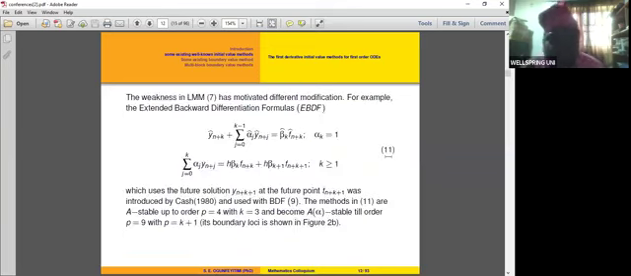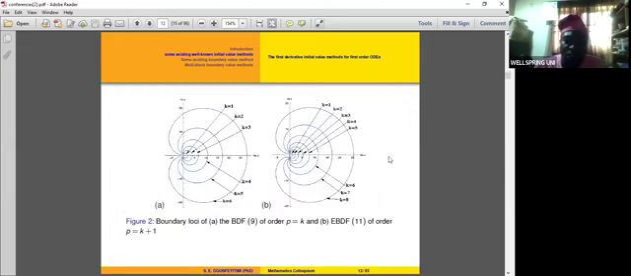The limitation of linear multistep methods allowed Cash in 1980 to develop an extended backward differentiation formula, which is given in equation 11, and the method is A-stable up to order 4 and becomes A(alpha)-stable for order 5 down to order 9. The plots below show the EBDF in B, while the BDF is shown in A.